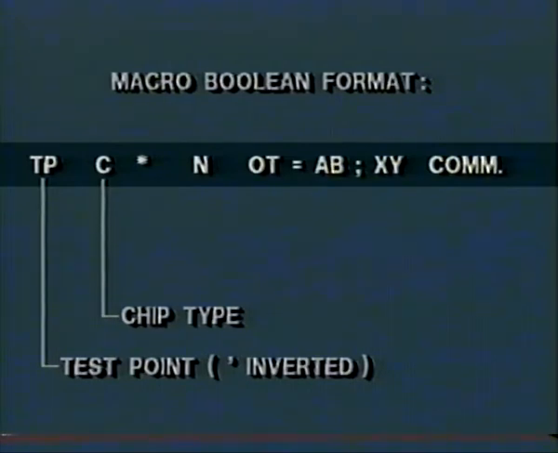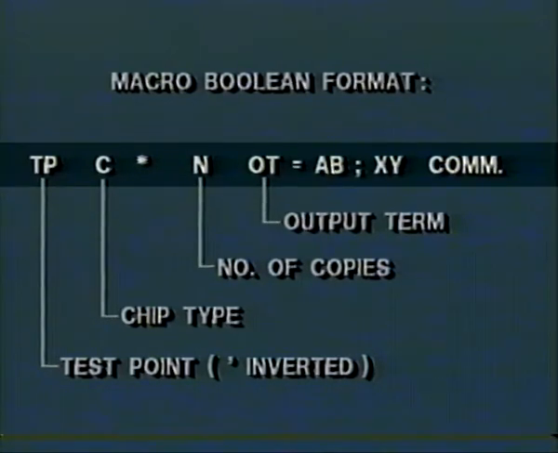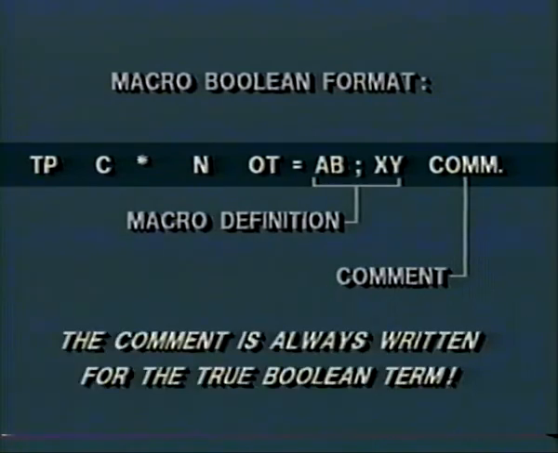The next entry is the number of duplicate copies of the term. And next to that we find the output term. Remember, the output term is always found on the true or normal output pin, but the Boolean term itself may be either true or false. Next to the output term, we find the macro Boolean expression or definition. The final entry is the comment. It is very important to realize that the comment is always written for the true Boolean term.